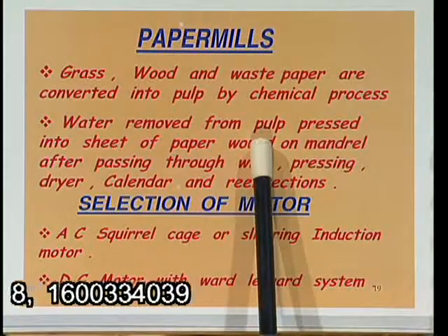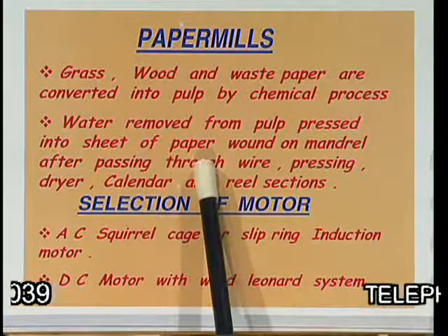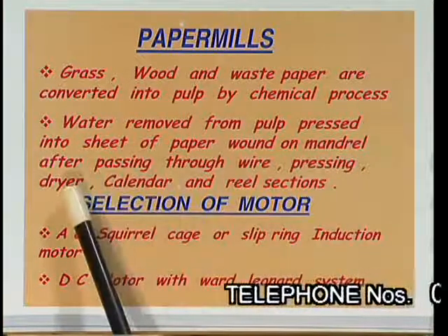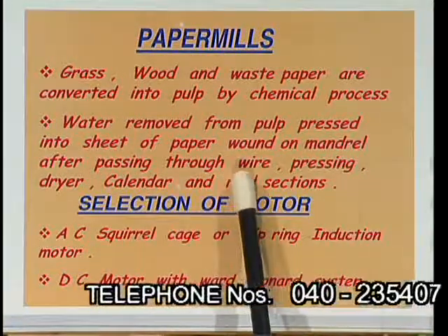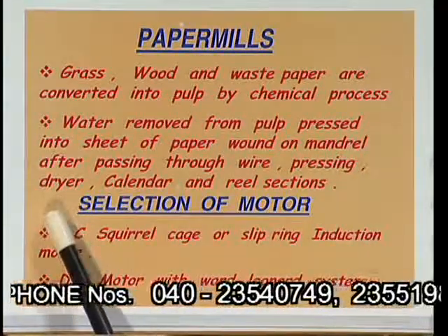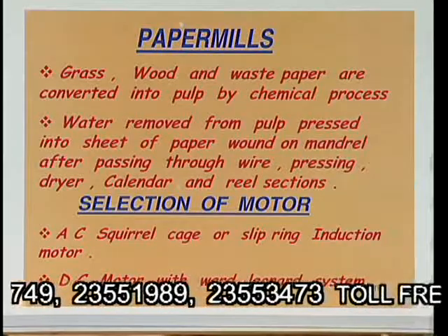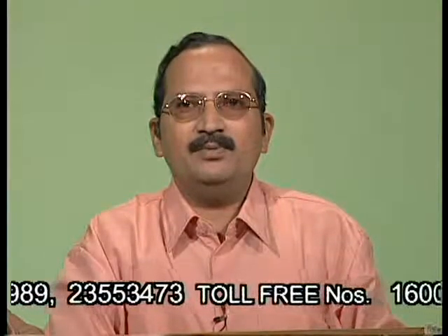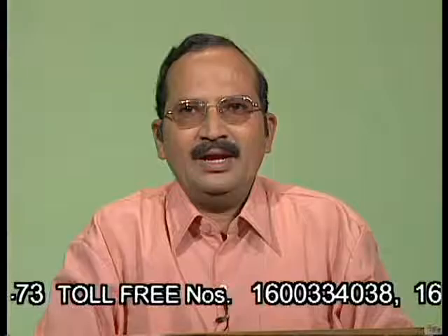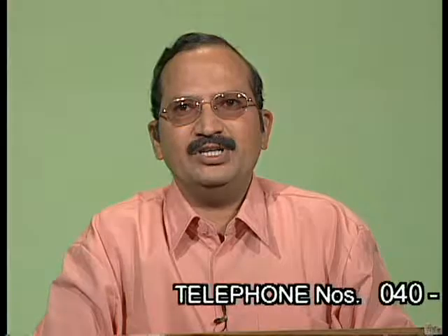Water removed from pulp, pressed into sheets of paper, wound on mandrel after passing through wire pressing, dryer, calendar and reel section. So from the pulp they will remove the water content and then that pulp will process through different sections, that is wire section, and then you have the pressing section. It is pressed into small sheets and dryer.